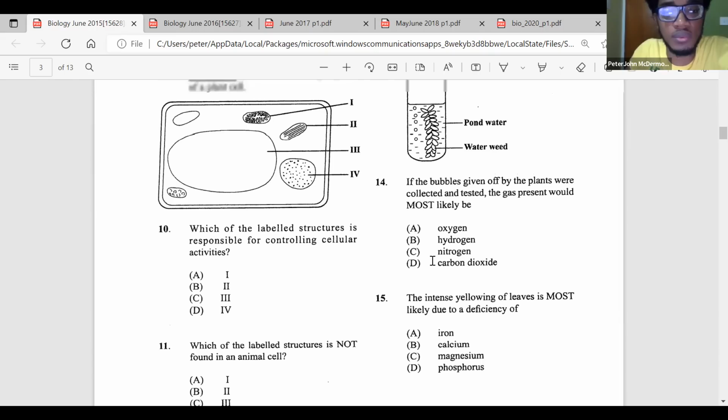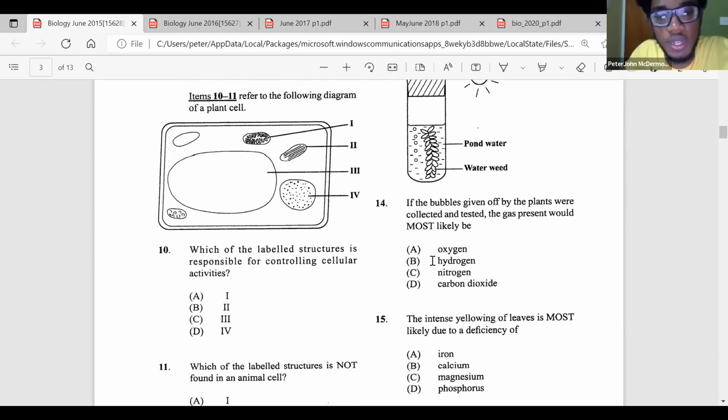So, which of the following labeled structures are responsible for controlling cellular activities? All right, so when we look here, what do we notice? We have some different organelles here, right? So this is kind of a strange drawing to give, but we have to try to work with it. So let's look and try to identify some organelles.